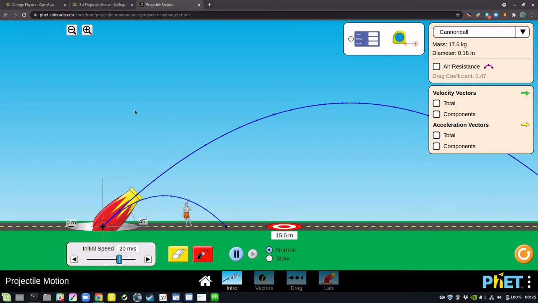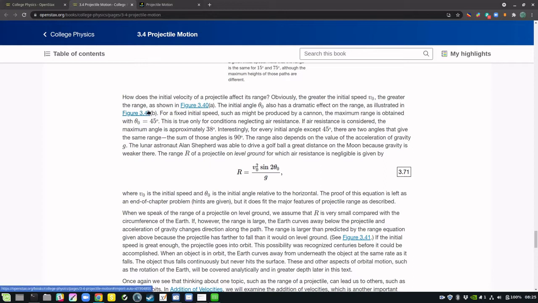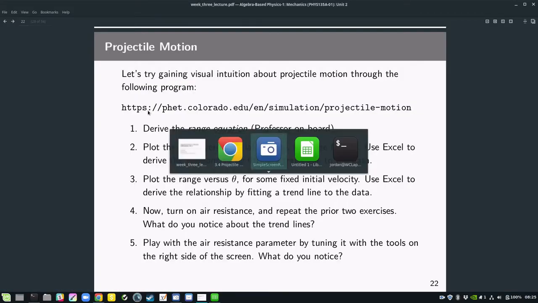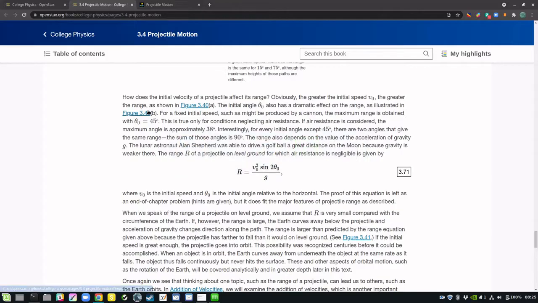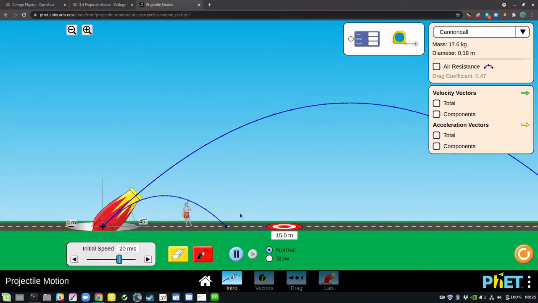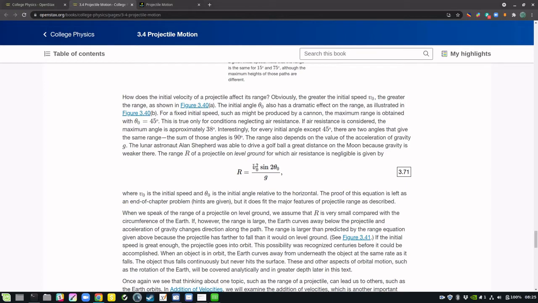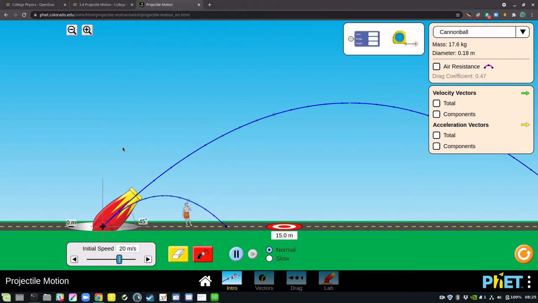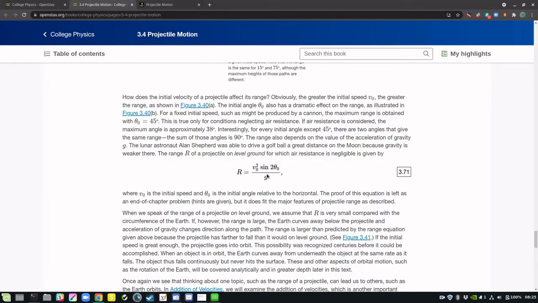In particular, if you look at the range equation, this is section 3.4 of the reading. The range equation 3.71 says that the horizontal displacement of the object goes as velocity squared times sine of 2 theta initial divided by g. So what we're going to do is put that to the test. We're going to figure out the angular dependence and the initial velocity dependence on the range.